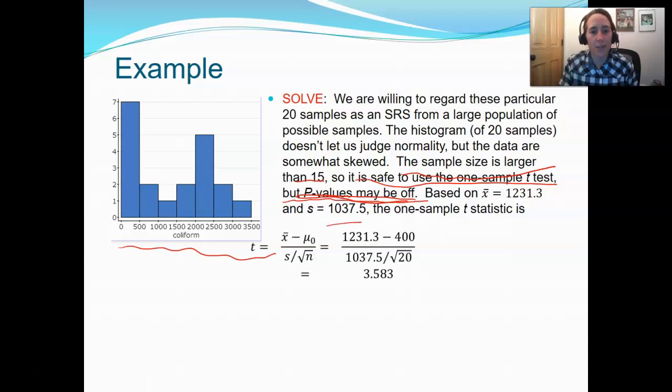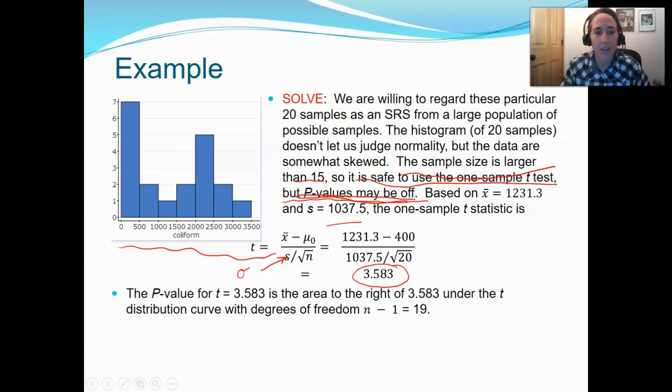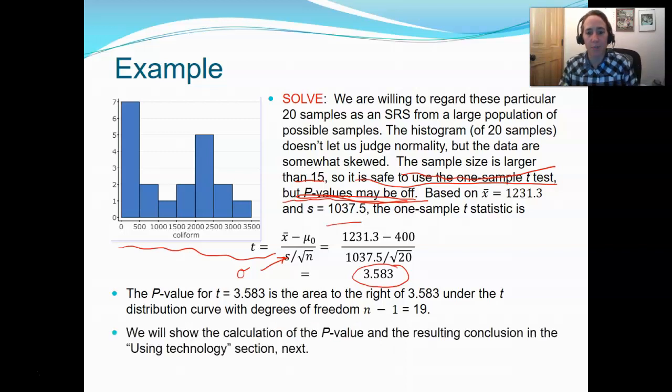So once again, the only difference here, you guys, is this is s. We were using sigma before. See, there's not much of a difference here. You calculate that one sample t statistic. This is where it gets a little tricky now, okay? So the p-value for t equals 3.583 is the area to the right of 3.583 under the t distribution curve with degrees of freedom n minus 1.